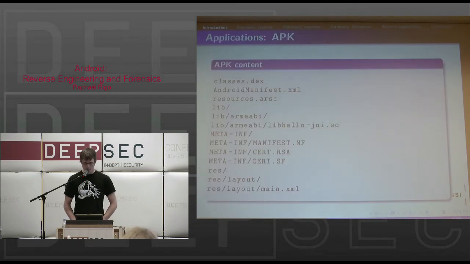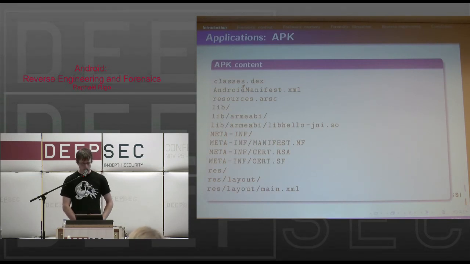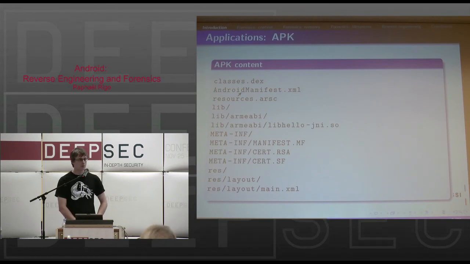Then a few words about APK, the packages for applications. I'll just say a few words because I'm going to use the terms afterward. The first thing you can see up there is classes.dex, which contains the main code that runs on the virtual machine. Then you get the manifest, which contains a few metadata, but it's not really interesting. Then the resources, the native libraries you can run, the certificate which signs the application, and the graphical layout.